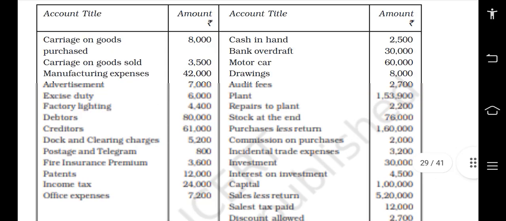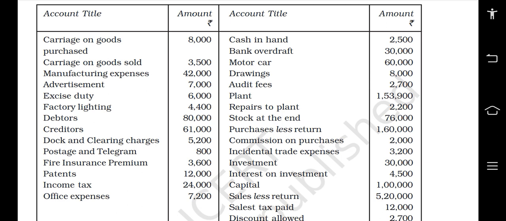Carriage on goods sold is an indirect expense. Indirect expense always goes to the profit and loss account. Direct expense always goes to the trading account. Keep this in mind. So carriage on goods sold, that is an indirect expense, goes to the debit side or expense side of the profit and loss account. Manufacturing expense 42,000, we have to post in the trading account.